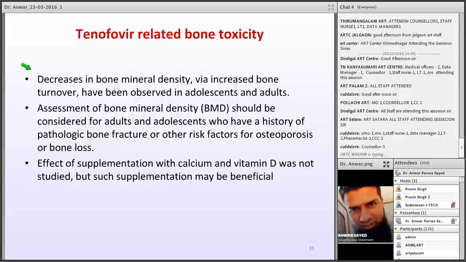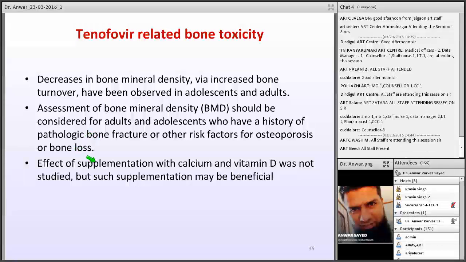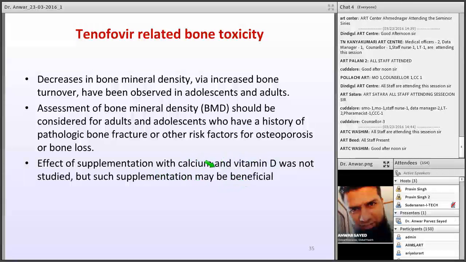This drug also causes decrease in bone mineral density via increased bone turnover. The assessment of bone mineral density should be considered for adults and adolescents who have a previous history of pathologic bone fracture. That also needs to be asked of patients, along with other risk factors for osteoporosis or bone loss. If they are there, then assessment of BMD needs to be done. Now, the effect of supplementation with calcium and vitamin D was not studied, but such supplementation may be beneficial. So usually this comes in combination, and prescribing this combination will be helpful for such patients.